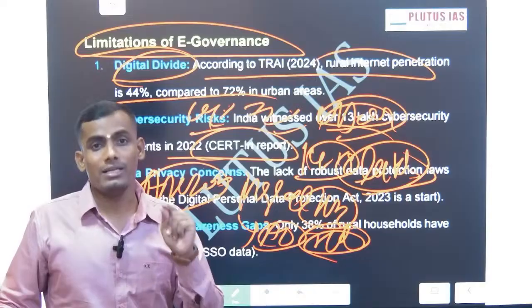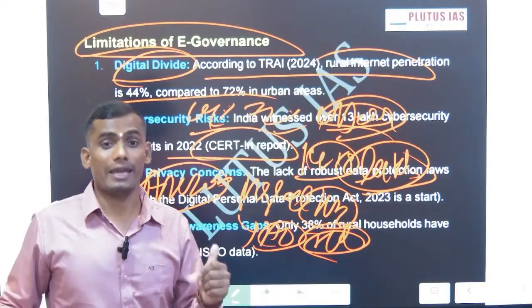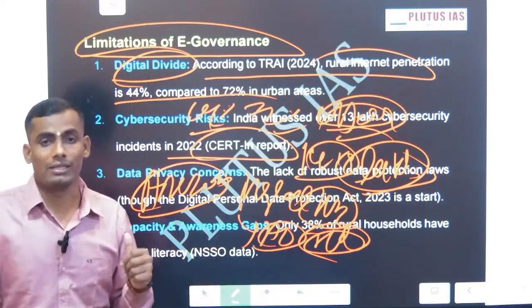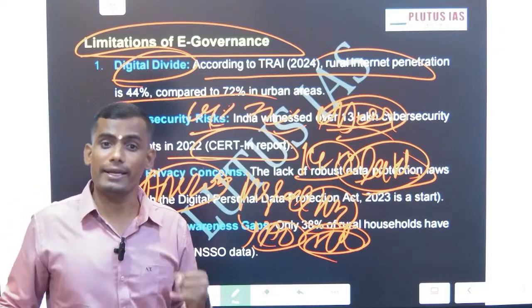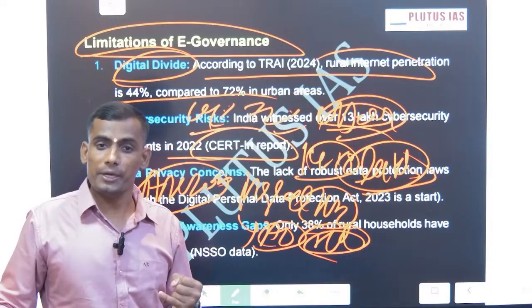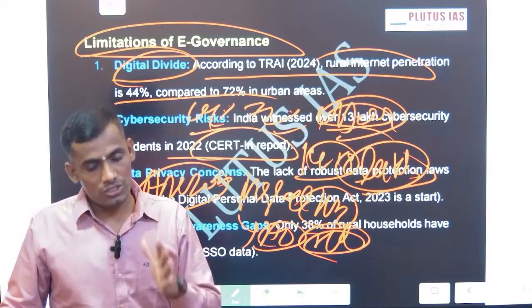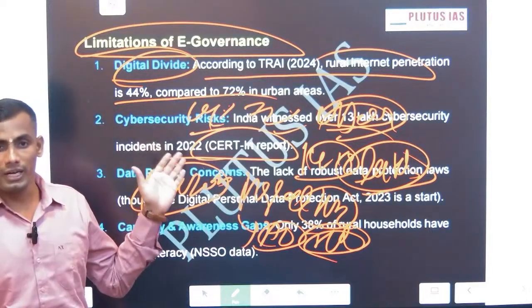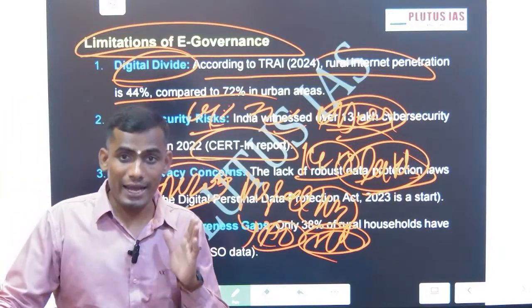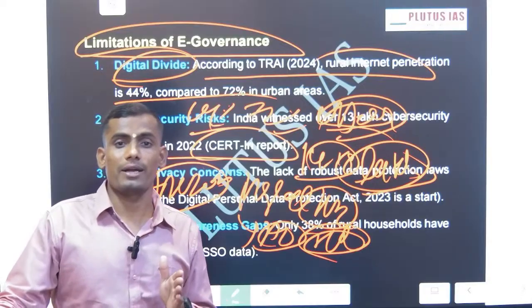First one, the digital deficit, the digital gap between India and Bharat. The second one is lack of awareness. Third one is cyber security and data privacy. Even though we have the DPDP Act 2023, cyber security is still a major concern, and that can be seen through the reporting of more than 15 lakh incidents of cyber attack in India.